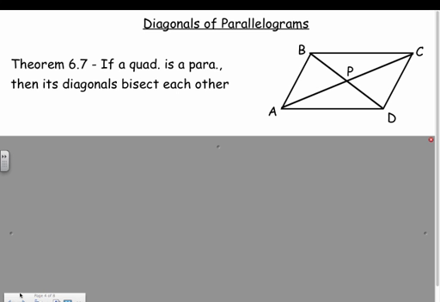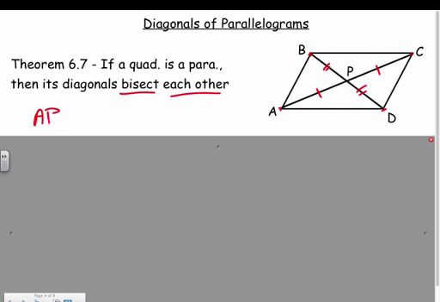If a quadrilateral is a parallelogram, again, its diagonals bisect each other. So just be careful. They say bisect each other. They don't bisect the angles, they bisect each other. So that means if these two diagonals that I drew in from B to D and from A to C bisect each other, then I know that BP and PD would be congruent. Yeah, that's all I could state.